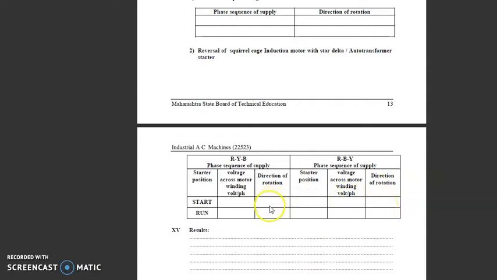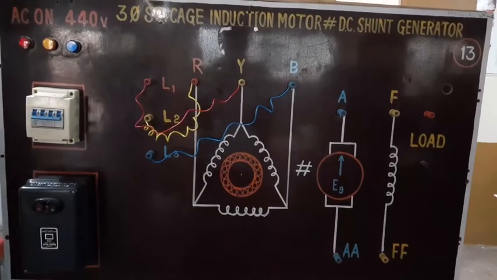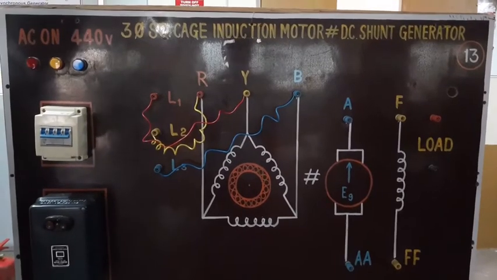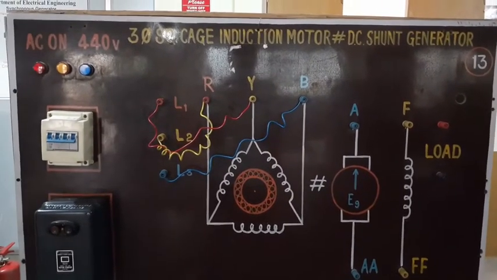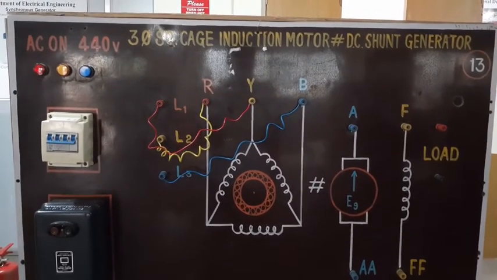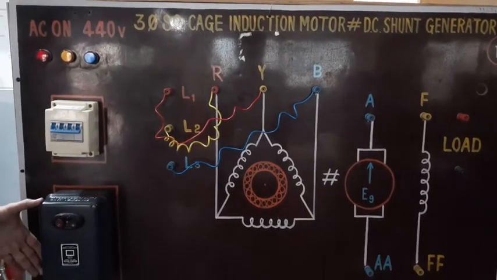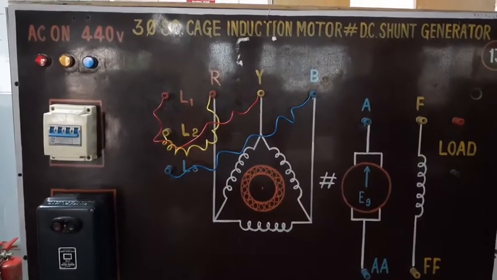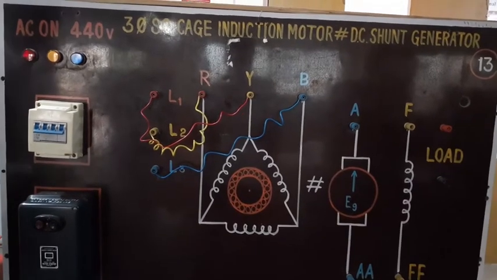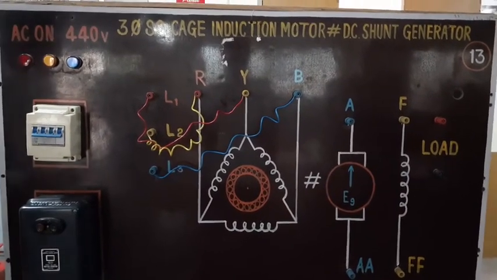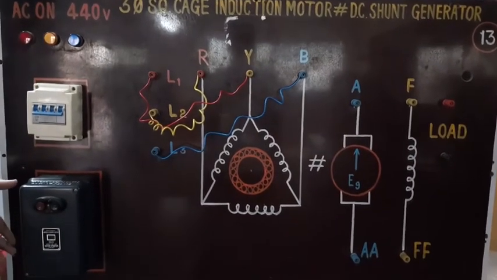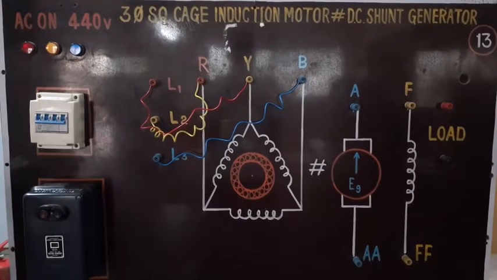So by using this experiment we can check the direction of rotation of the three phase squirrel cage induction motor. In the second experiment, we will change the direction of rotation of the three phase squirrel cage induction motor. In the first session we are using the DOL starter, that is a direct online starter. In the second session we will use either the star delta starter or the auto transformer starter.